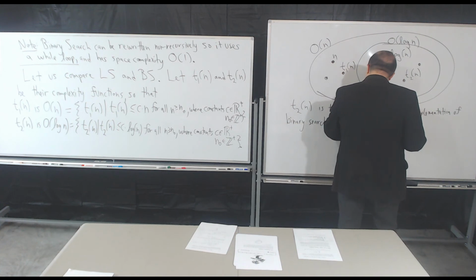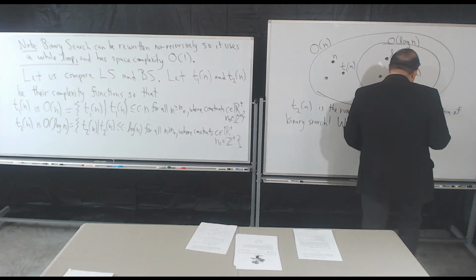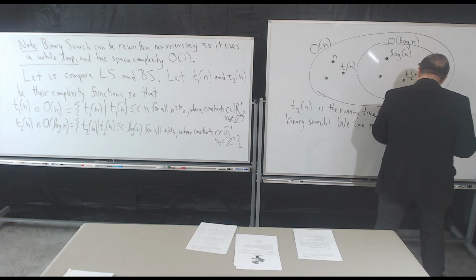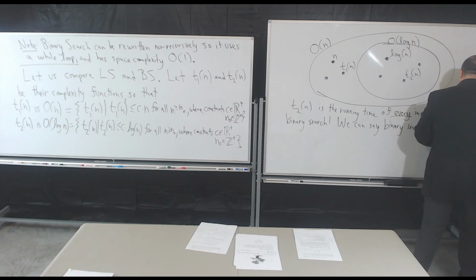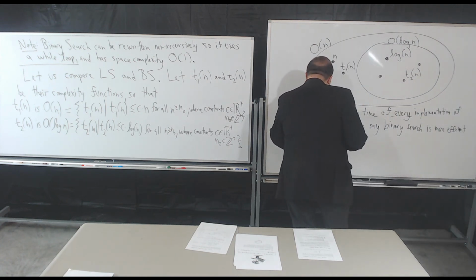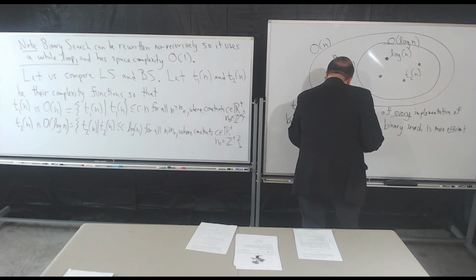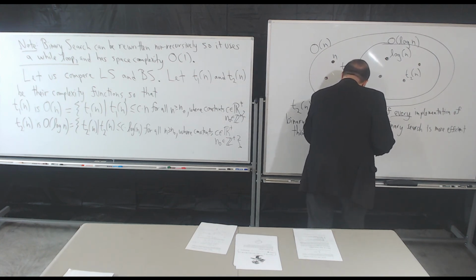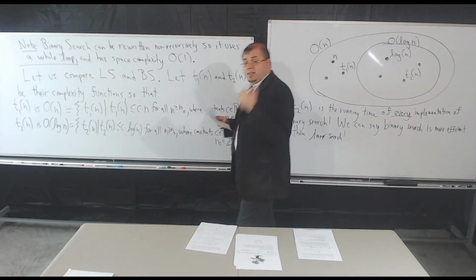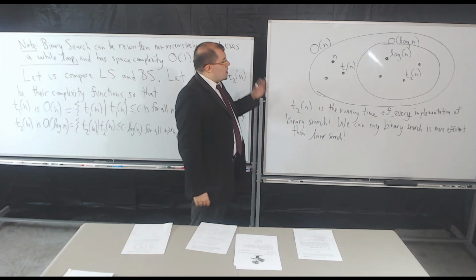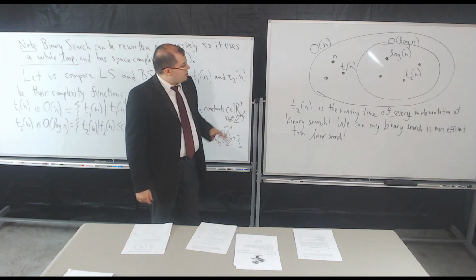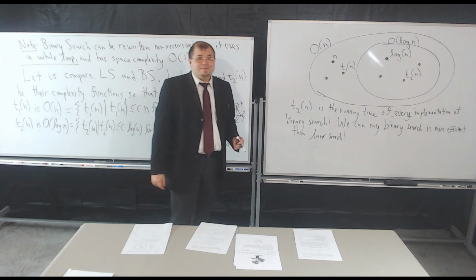We can say binary search is more efficient than linear search. For our problem, remember, this is the search problem where I have the array that's sorted. We can say definitively, when we talk in terms of the machine model, that binary search is more efficient than linear search in the worst case.